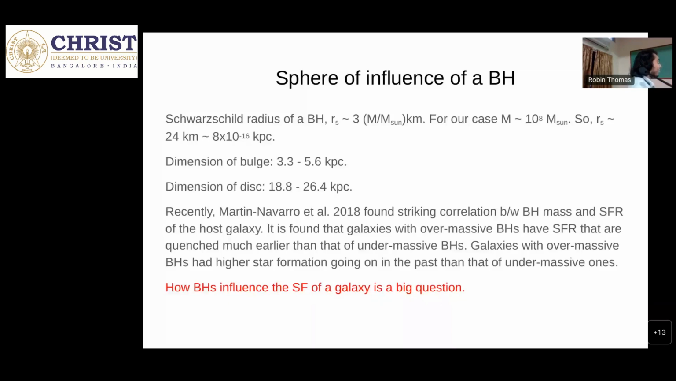Recently, in a 2018 paper, Martin found a correlation between black hole mass and star formation rate of the host galaxy. They found that the higher the black hole mass, the higher the rate at which star formation was going at some period of time, and they got quenched faster than galaxies that have lower black hole mass. So how black holes influence the star formation of a galaxy, we don't know exactly how it happens.